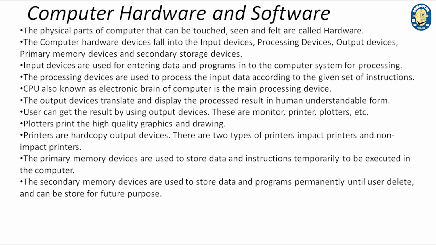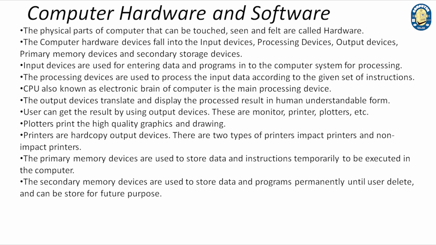Input devices are used for entering data and programs into the computer system for processing. The processing devices are used to process the input data according to the given set of instructions. CPU, also known as electronic brain of computer, is the main processing device. The output devices translate and display the processed result in human understandable form. User can get the result by using output devices.